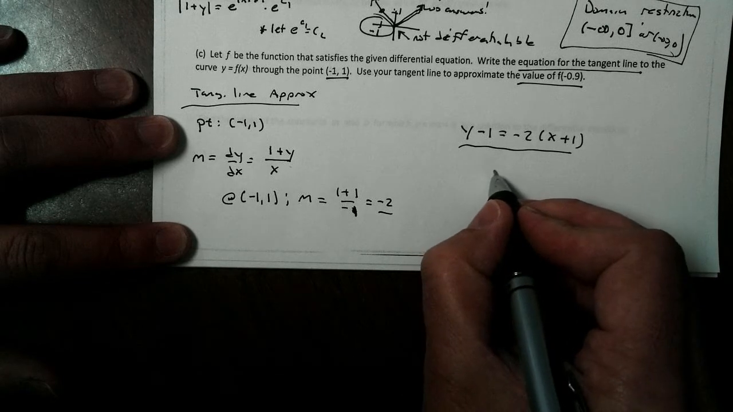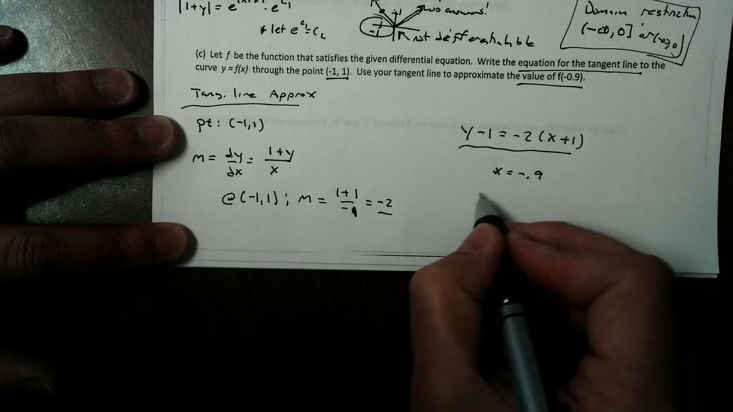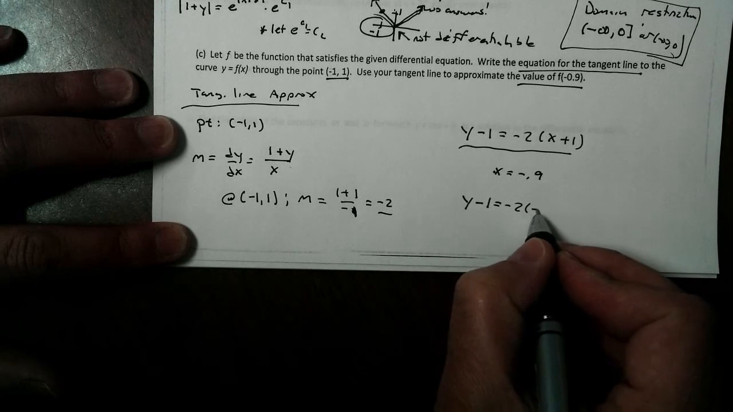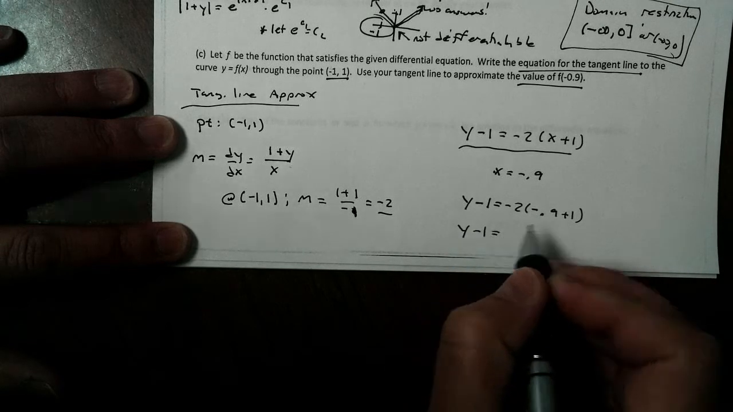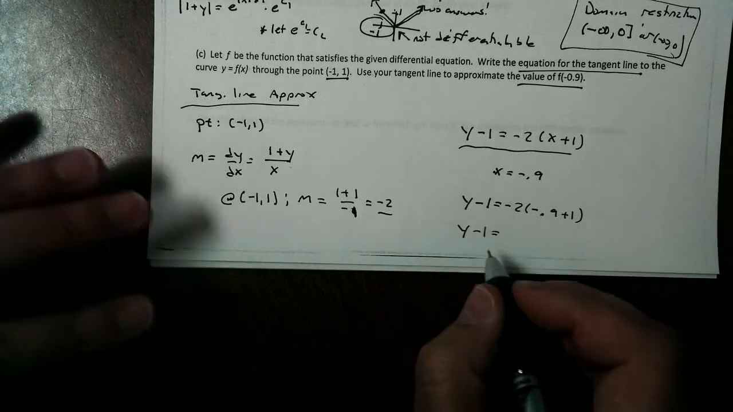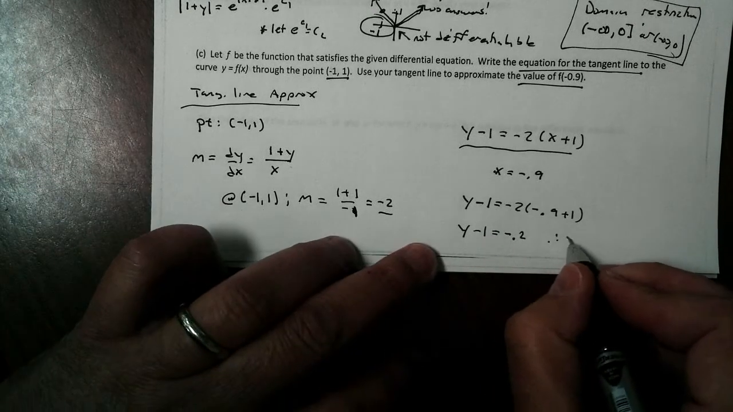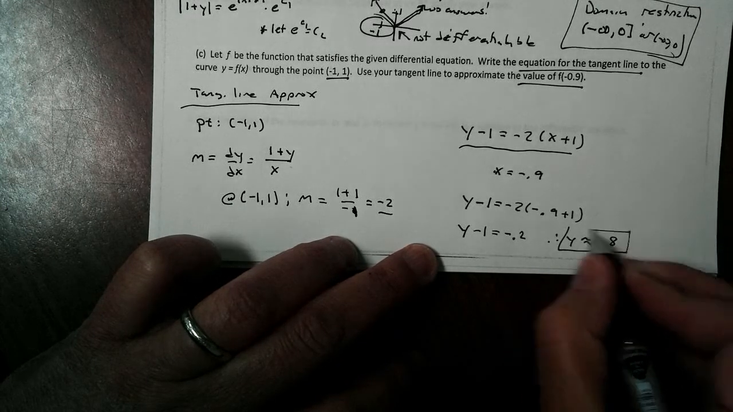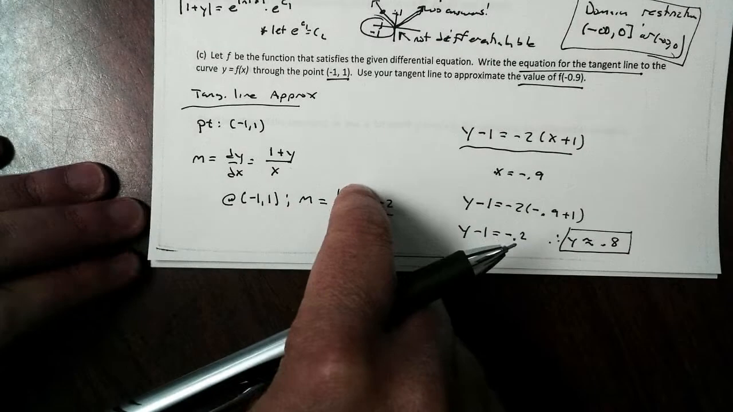And so to approximate at negative 0.9, we can just plug that in. y minus 1 equals negative 2 times negative 0.9 plus 1. And we get y minus 1 equals, what does that become here? Negative 0.2. And if we add, y is about 0.8. And there would be our answer right there. So even there, we see a tangent line approximation.